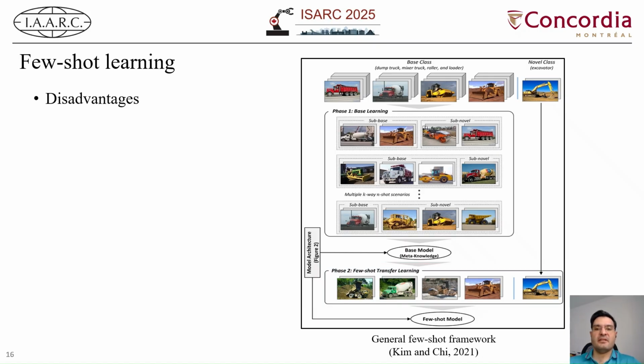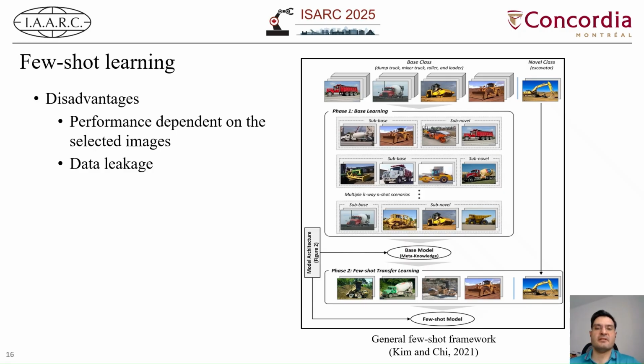However, the main disadvantages of few-shot learning methods include the dependency of the model performance on the selected few images, and also data leakage in the case of large foundation models, which refers to unintentionally sharing information between the training and testing datasets that can lead to misleadingly high performance during model development but poor performance in the real world.